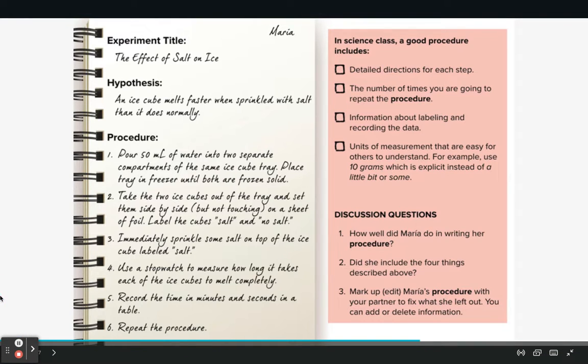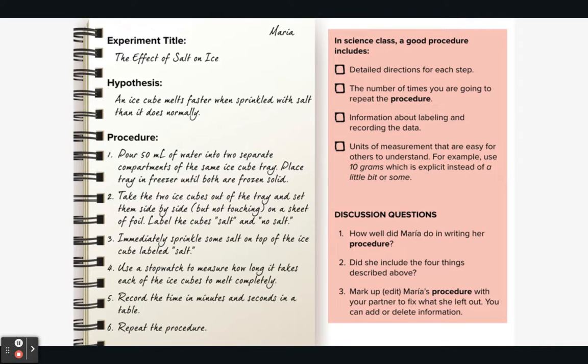Now, on your scrap piece of paper that you wrote your peanut butter sandwich procedure on, you can turn it over or just find an empty space to answer the 3 discussion questions on the right-hand side. Number 1, how well did Maria do in writing her procedure? Number 2, did she include the 4 things described above? And number 3, mark up or edit Maria's procedure on your own to fix what she left out. You can add or delete information.